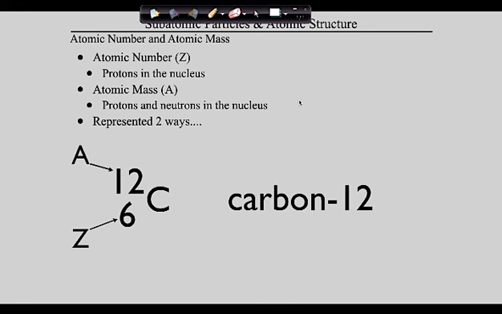Now guys, there's another way we can do this. We can do it like this. We can write carbon-12. So we've got two ways that we can communicate this information about atoms.